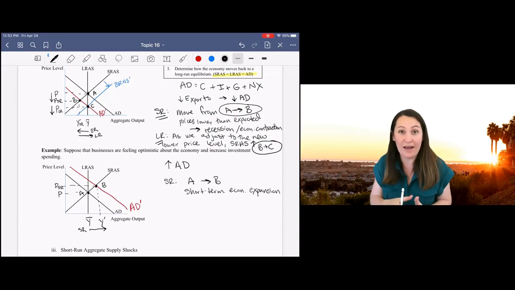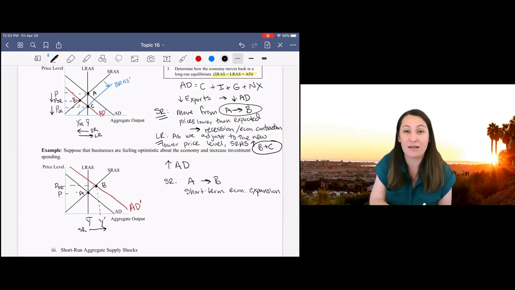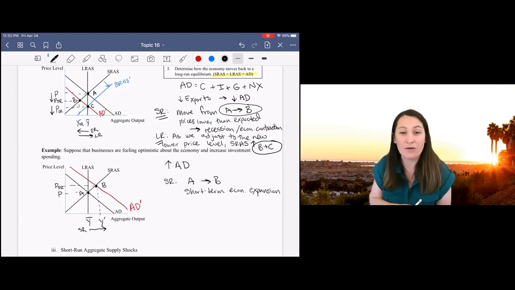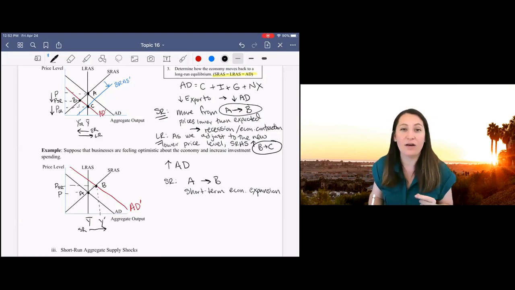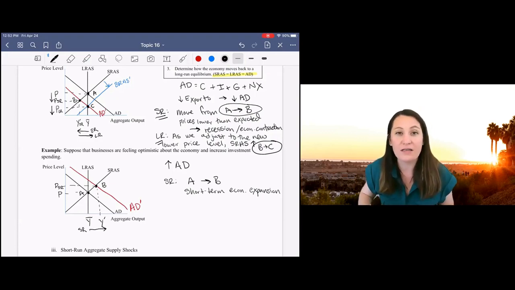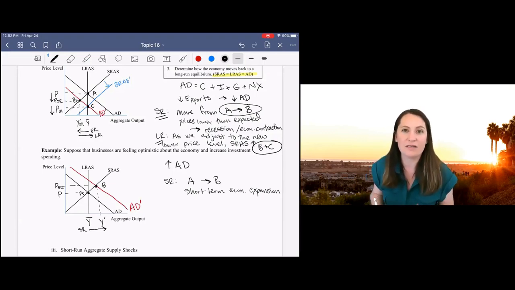And on this graph, we have what's happening to GDP, that's output. What's happening to inflation, that's the price level. We also have some sense of what should be happening to unemployment, because we know that unemployment and GDP have this strong inverse relationship. So here, as output is increasing, unemployment should be decreasing.